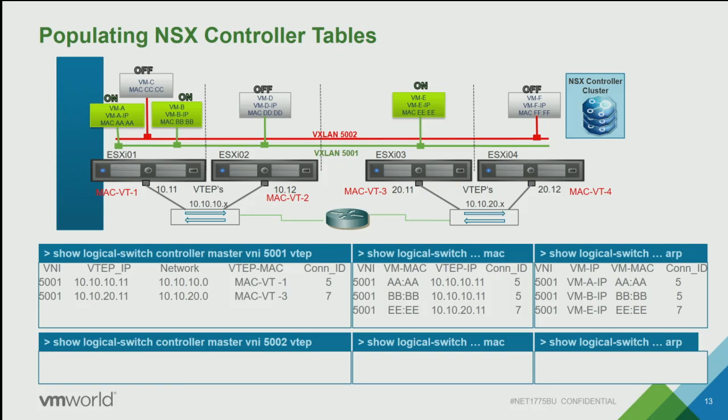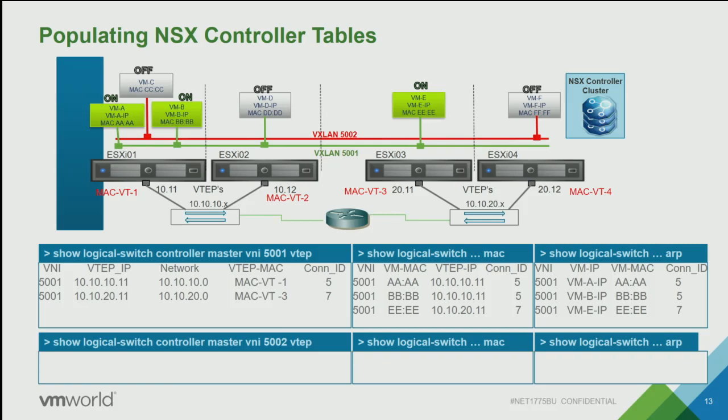Then we would see, again in the MAC table, a third entry. We've got a third VM here, right? So we would see the 5001 and the connection ID for that VTEP. We would see the MAC address for VME. It's all E's, and the VTEP it is on, 10.10.20.11 in this case. So again, like I said, it's the magic table.